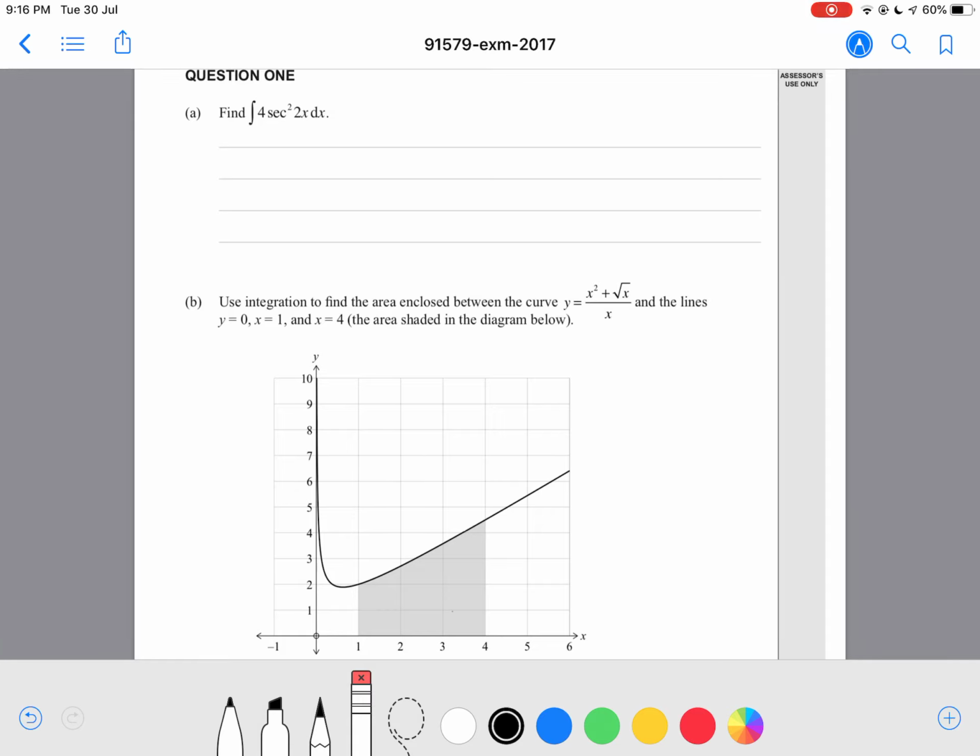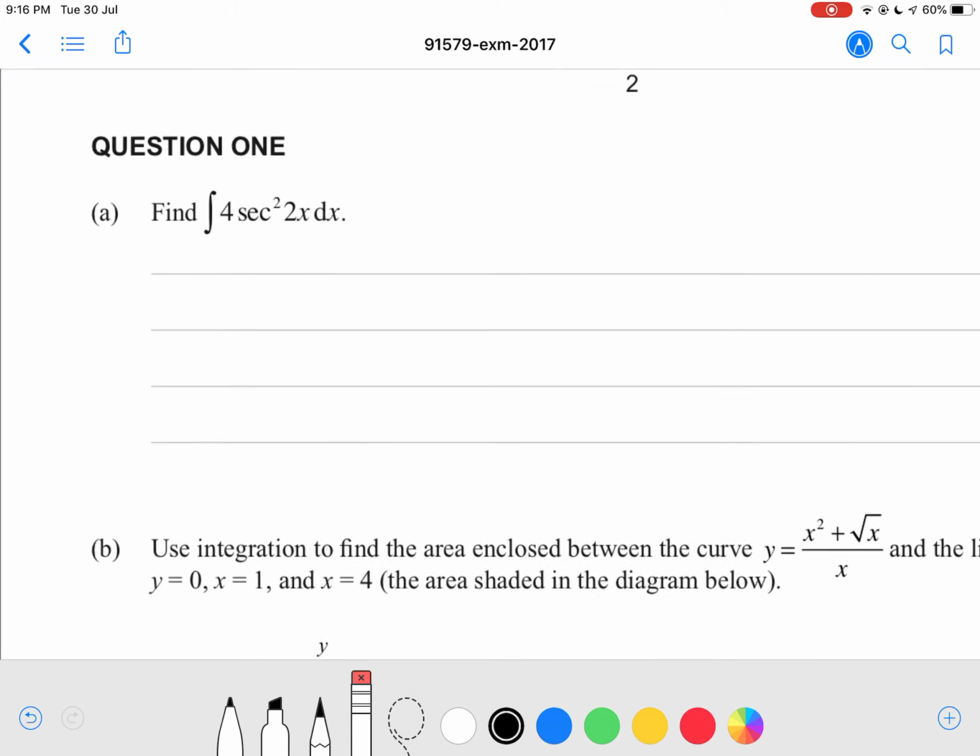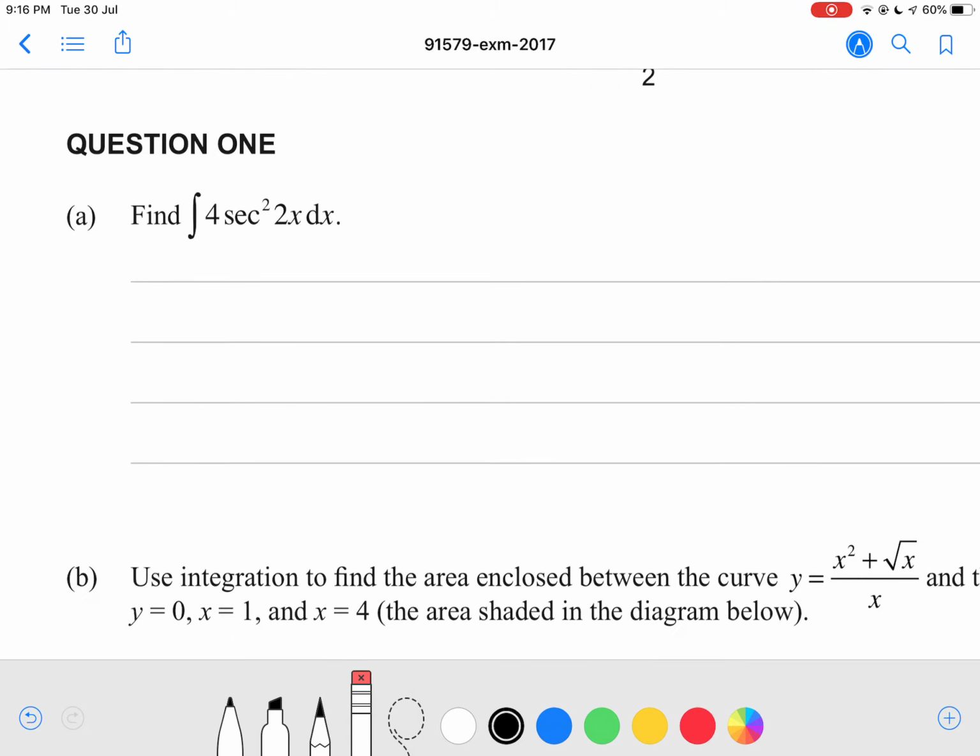Question 1. Find the integration of 4 sec squared 2x dx. For this question we're going to be looking at our differentiation table, but this time we're going backwards. We're going from a gradient function back to a function. So we have 4 sec squared 2x. You should see sec squared on your differentiation table, and if you move back, it should give you tan. So you know there will be something tan something.